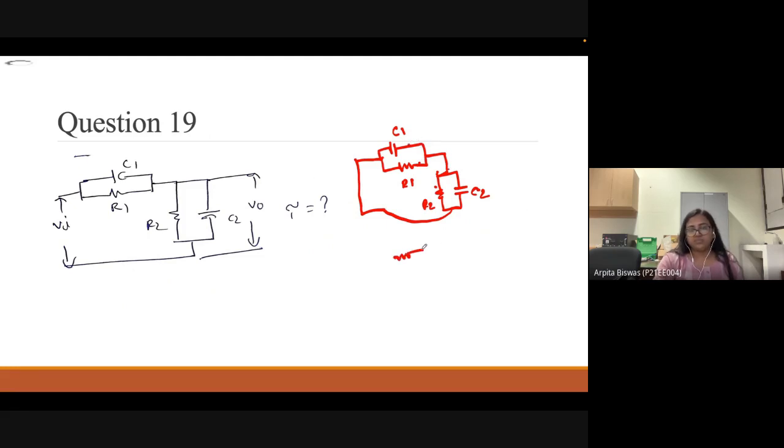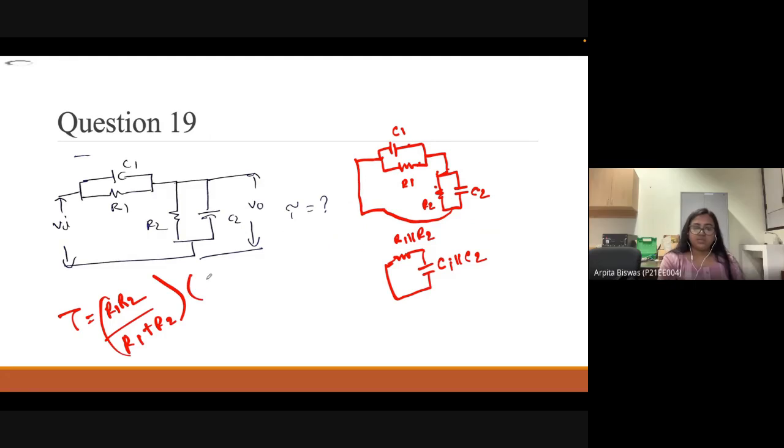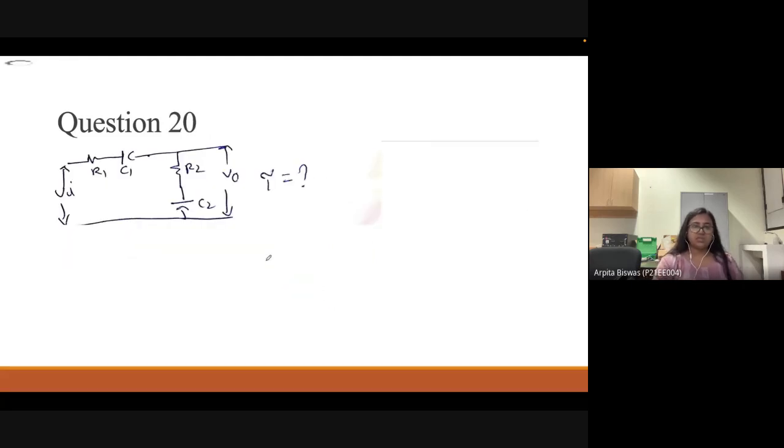If we convert it into a simple RC circuit, it will look like R1 parallel with R2 and C1 parallel with C2. What is the value of the time constant? R1 R2 by R1 plus R2 multiplied by C1 plus C2. If capacitors are in parallel, then C1 plus C2. So this is the answer. This is another condition.